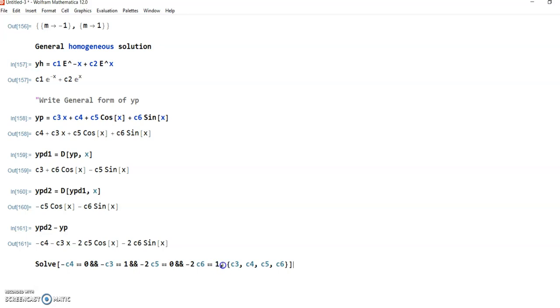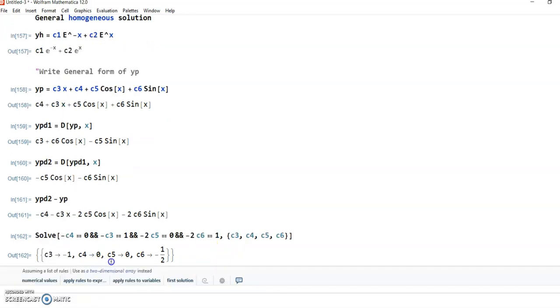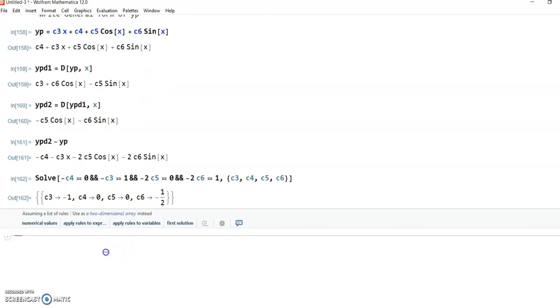So in this way, I have represented these four equations, okay, and then these four equations will have four variables C3, C4, C5, and C6, and these have to be enclosed into this bracket, okay. So in this way, I will solve this. C3 is equal to minus 1, C4 is equal to 0, C5 is equal to 0, and C6 is equal to minus 1 by 2. So in this way, then I will get the solution of yp is equal to this.